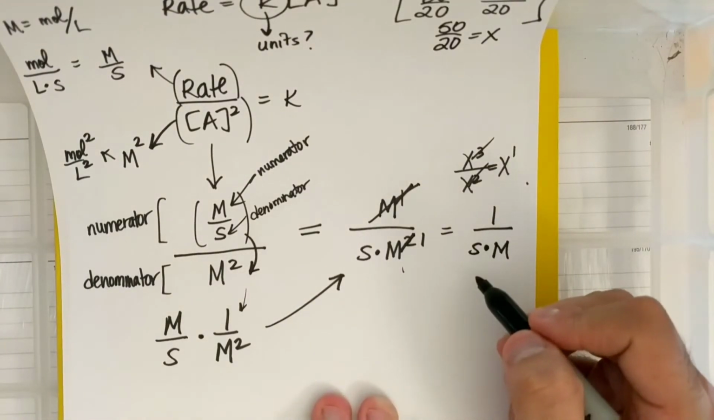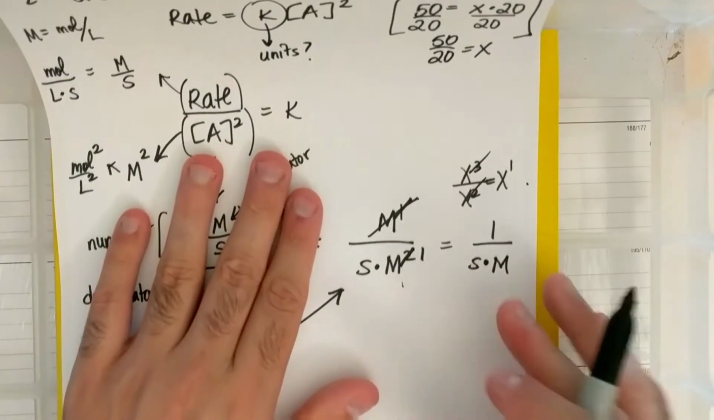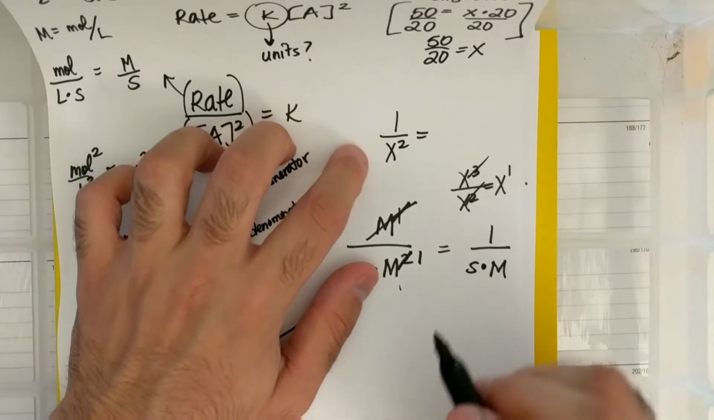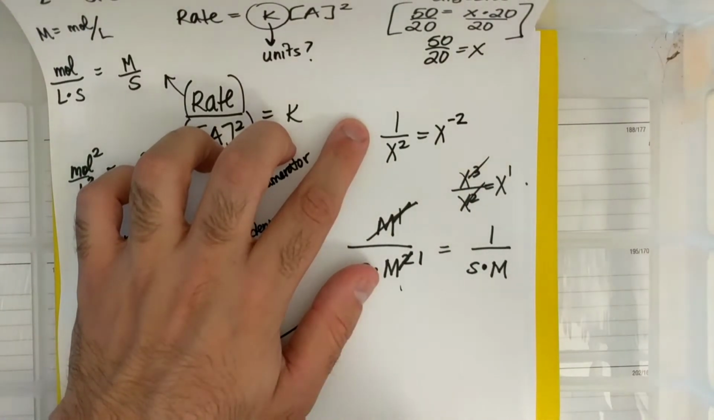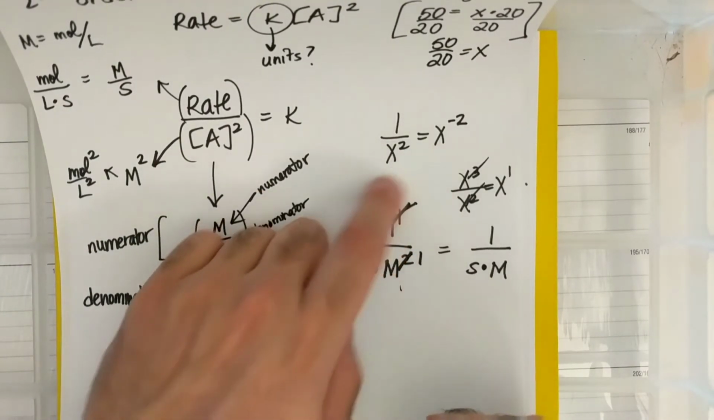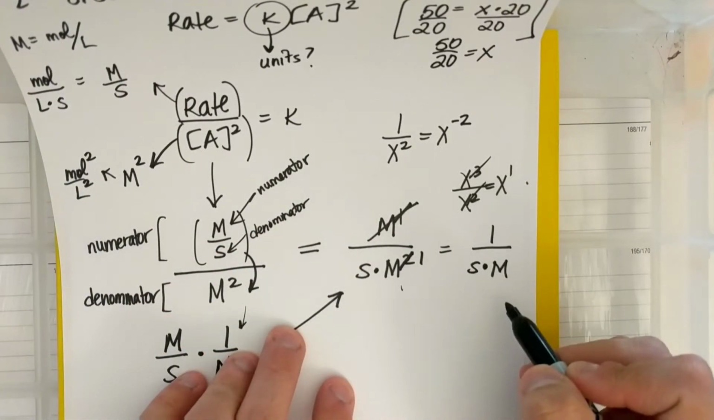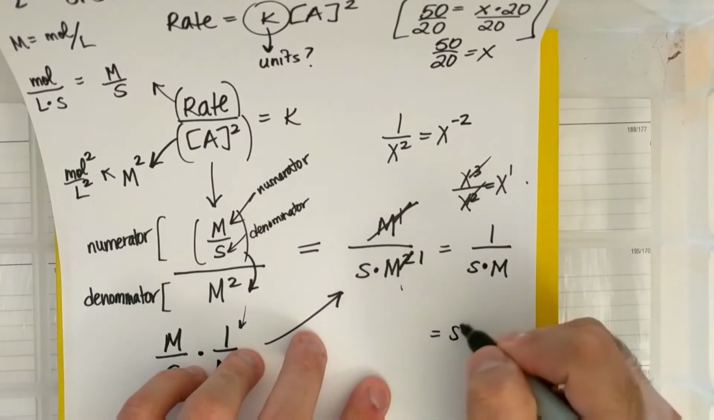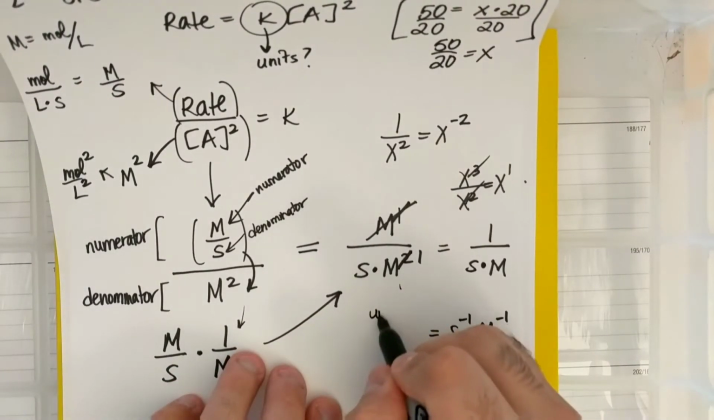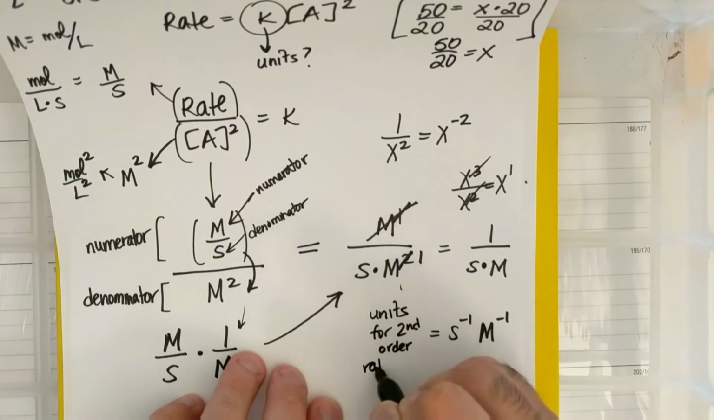And another way of writing that, as you may have seen, is if I have variables in the denominator, I don't know if you've seen this in math class, but if I had 1 over x squared, did you know that you could write 1 over x squared as x to the minus second? It's the same thing. When I have a negative exponent for a variable, that means it's going to be placed into the denominator. So 1 over seconds times molarity is the same thing as saying per second per molarity. These would be my units for second order rate constant.